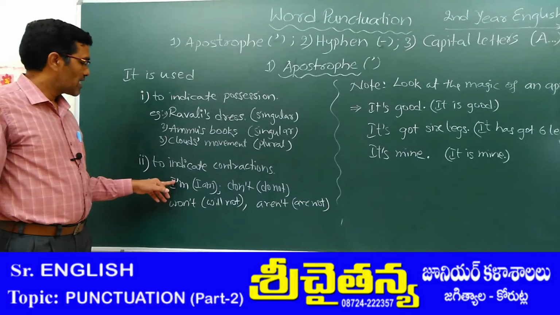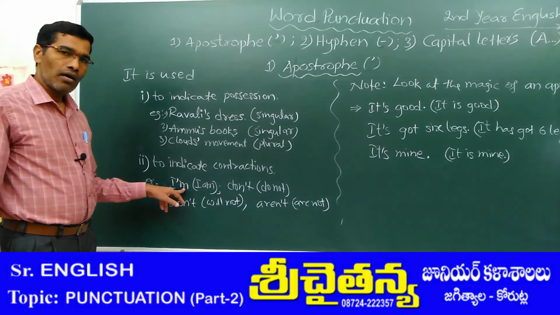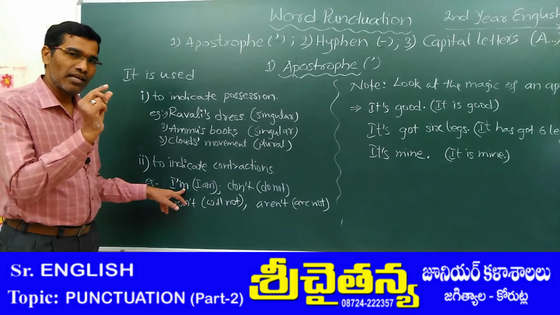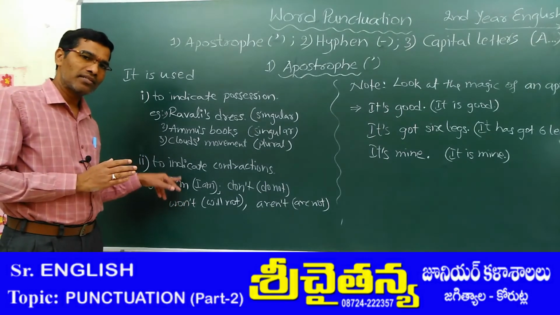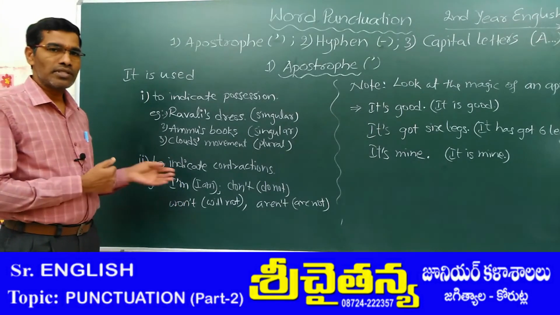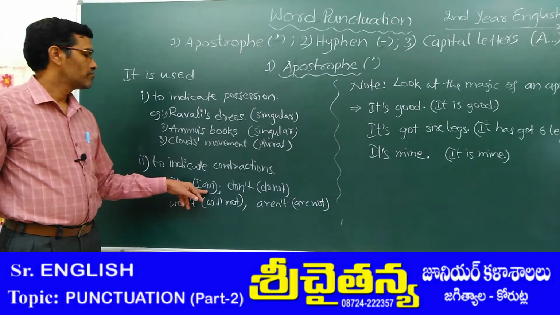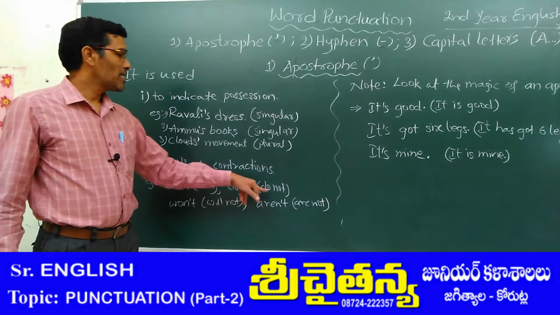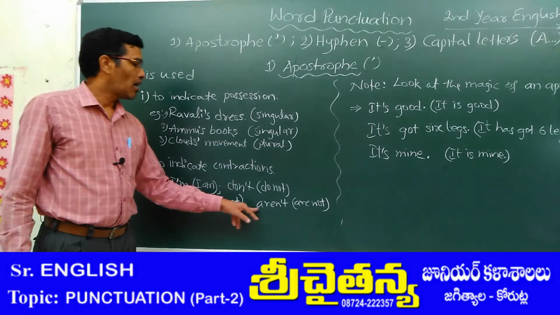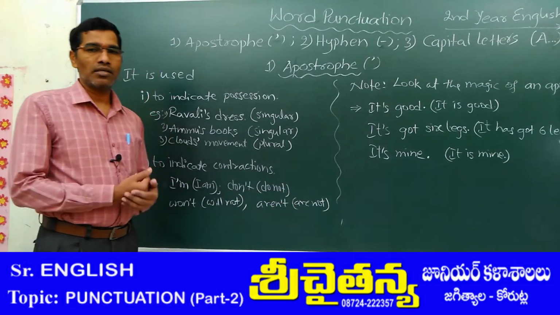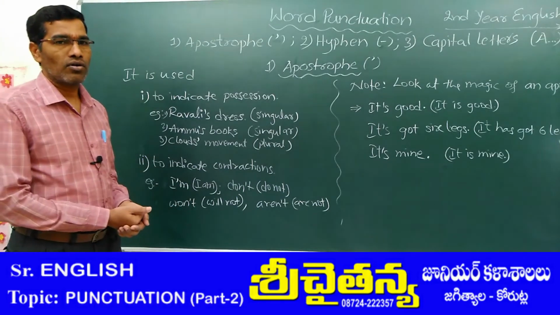I'm. There is an apostrophe after I. Instead of writing a, we remove a and in the place of that we use this apostrophe. I'm, that means I am. Don't, that means do not. Won't, that means will not. Aren't, that means are not. Right? These are the contractions.